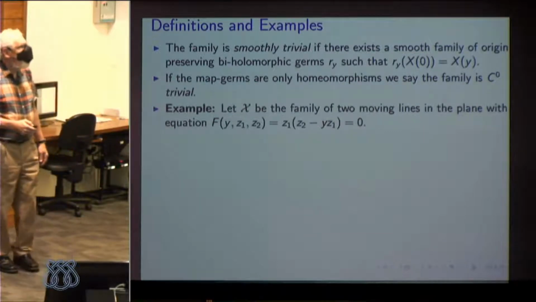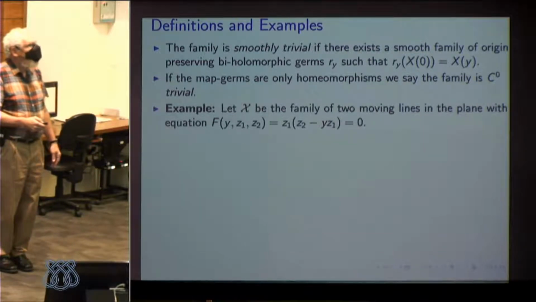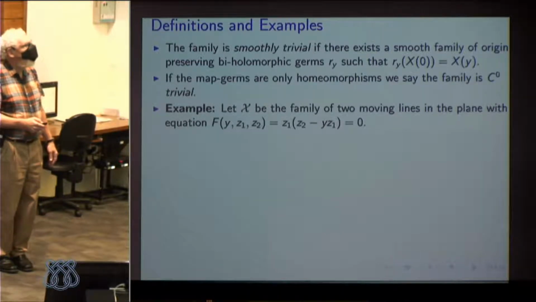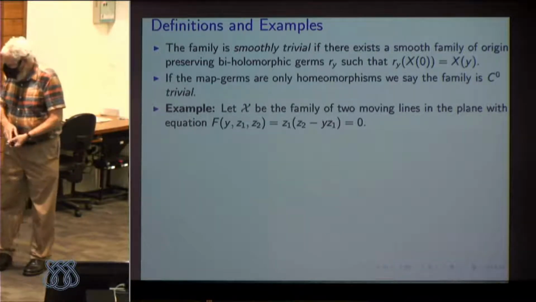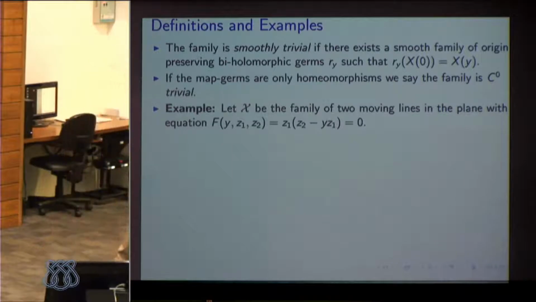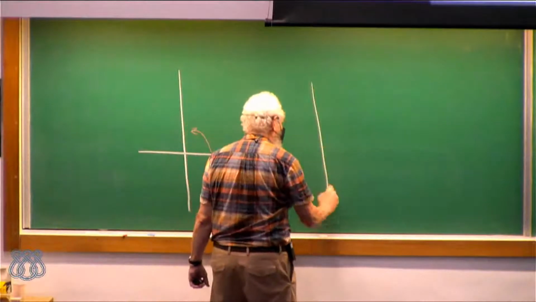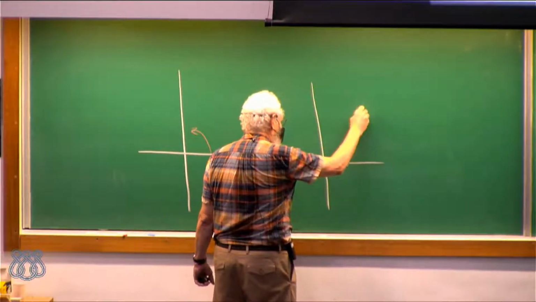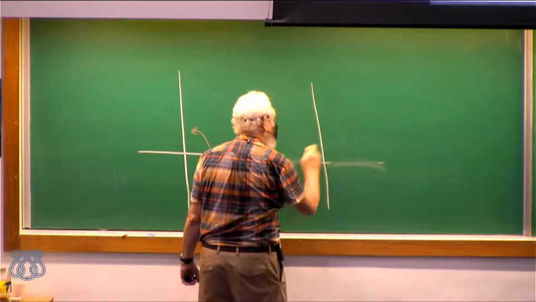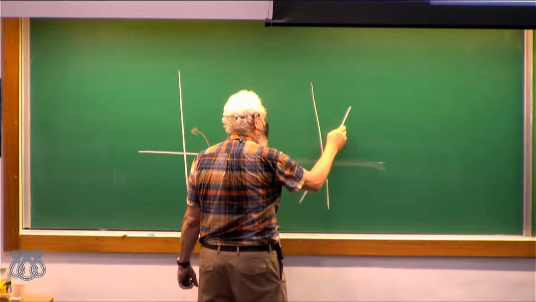Here we come to our first example. X is a family of two moving lines in the plane with this equation, and so we have this picture. Notice that one of our lines is fixed and the other line is moving. This is where we are when y is 0. And when we advance y a little bit, we have a picture like this.